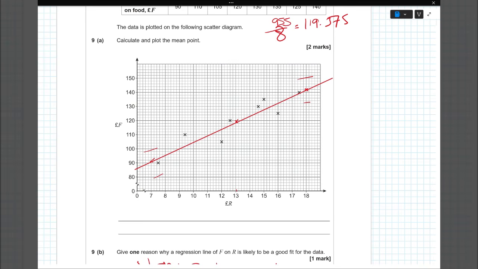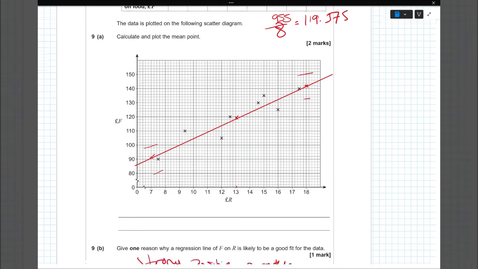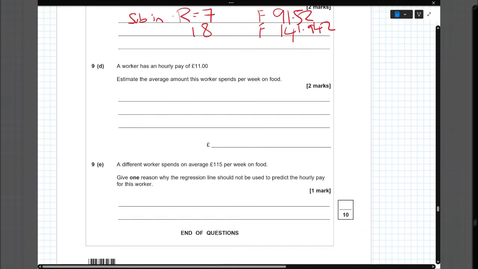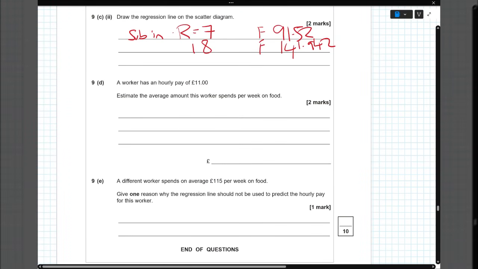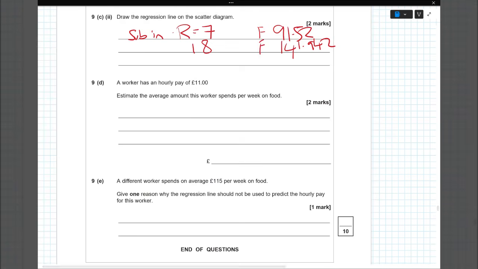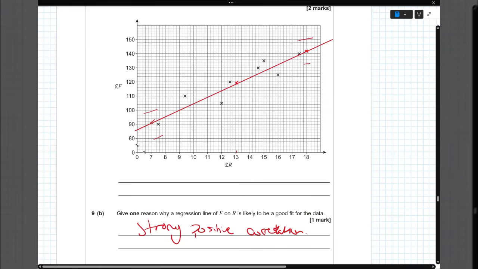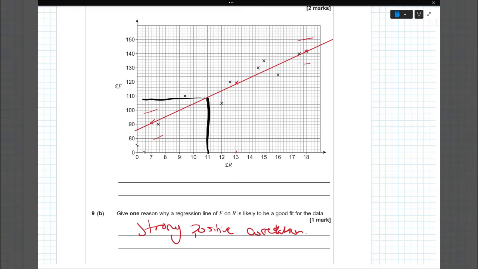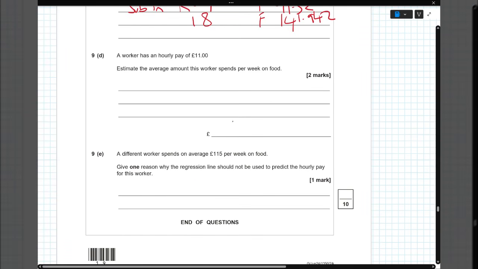A worker has an hourly pay of £11. Let me scroll down to part D. We need to estimate the average amount this worker spends per week on food. So we're going to use the graph and go up from 11. Up it goes, nice and thick. It's in between those two, so it's about 109. I was going to say 109.5, but 109 is good.